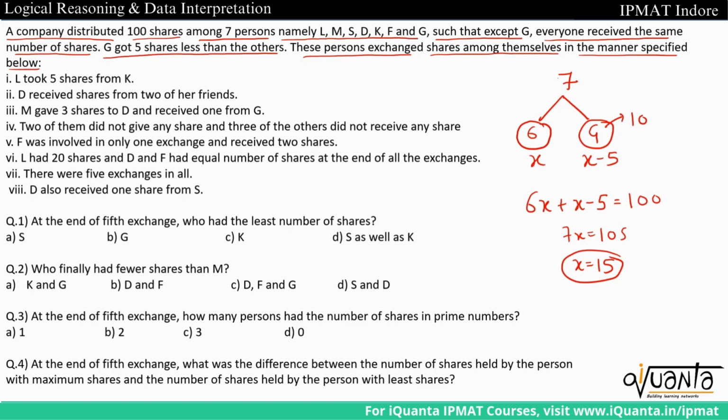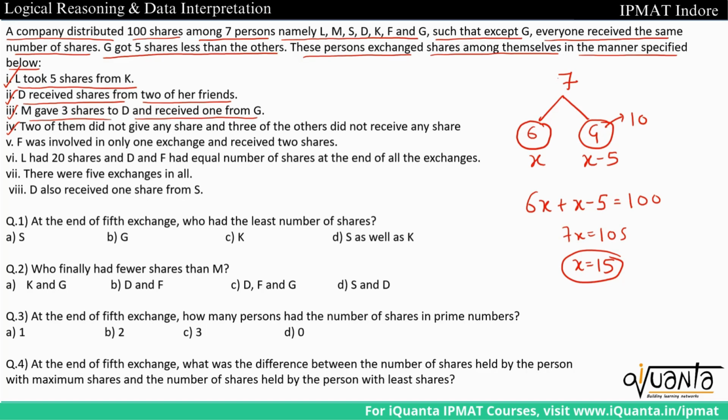Now let us read the clues. First one is L took 5 shares from K. Second one is D received shares from 2 of her friends. Then third one is M gave 3 shares to D and received 1 from G. So basically now we are being given some clues regarding the exchanges of shares they are having between them. So we'll be going to the next slide. We'll be using all the clues.